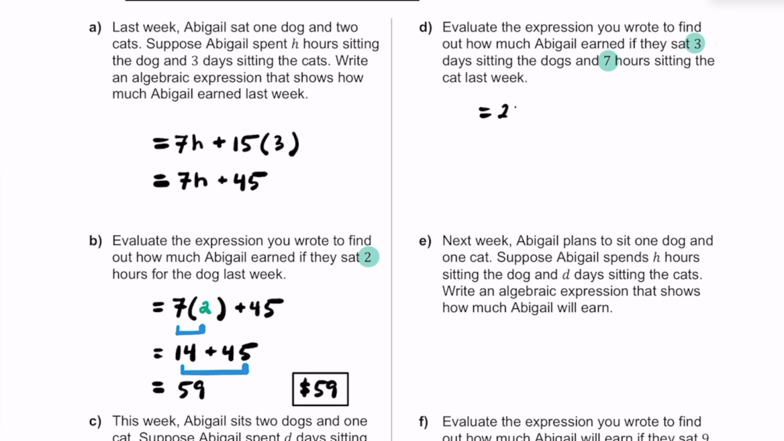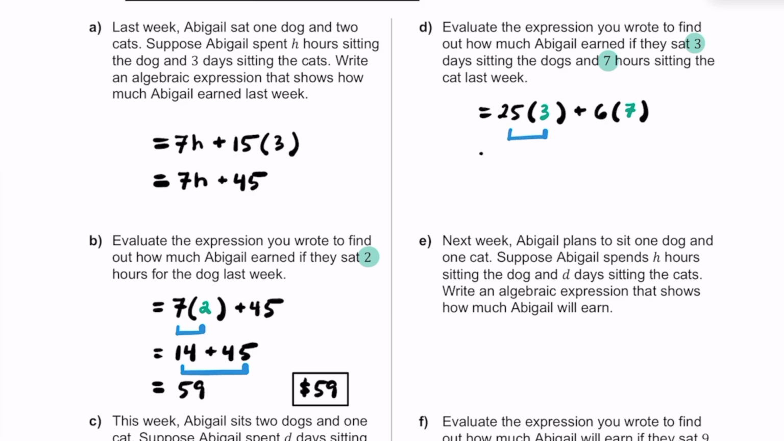Let's go ahead and use our expression from earlier. It's going to be 25 times D, which we said is 3 days, plus $6 per hour. And how many hours is Abigail going to be with the cat? It's going to be 7 of those hours. Okay, so let's go ahead and just evaluate this.